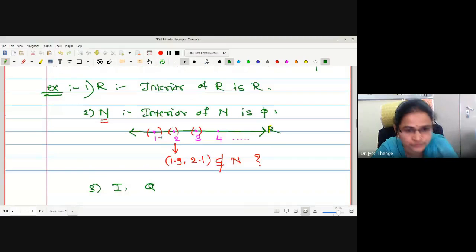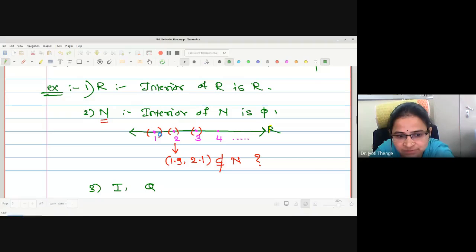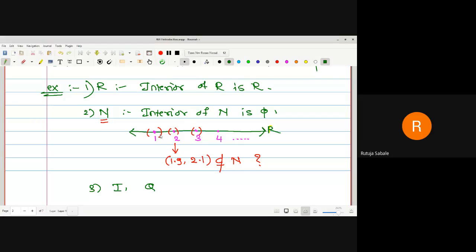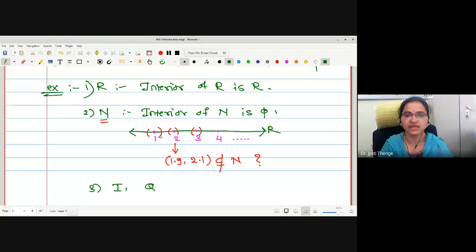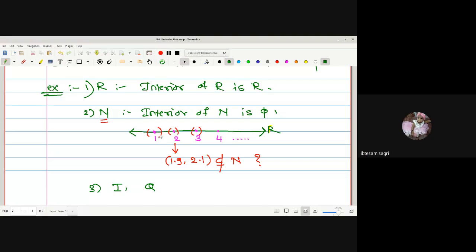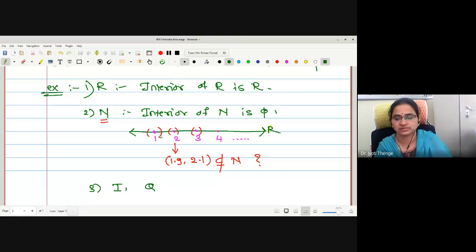Yes or no, students? Yes, ma'am. Integers also have an empty interior. The set of rational numbers also has an empty interior. Good. Okay, any doubt with the two definitions we have studied today, neighborhood and interior?